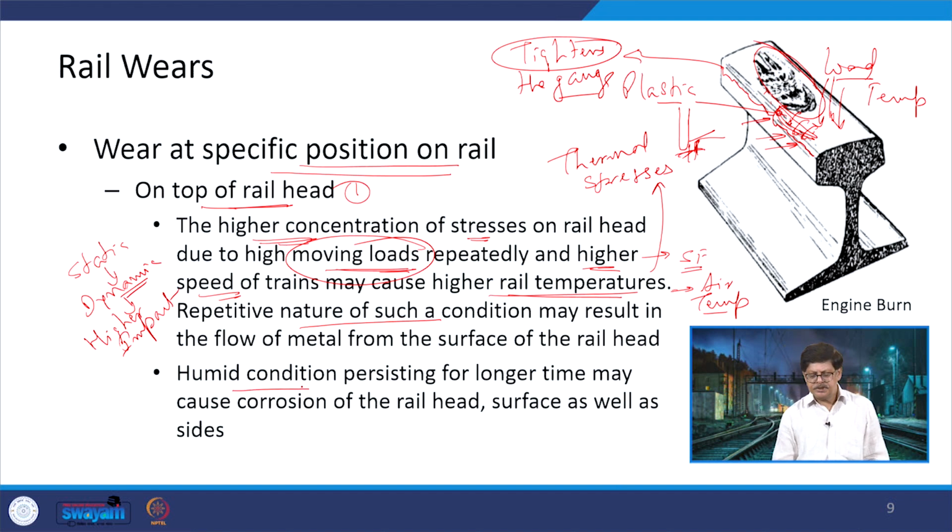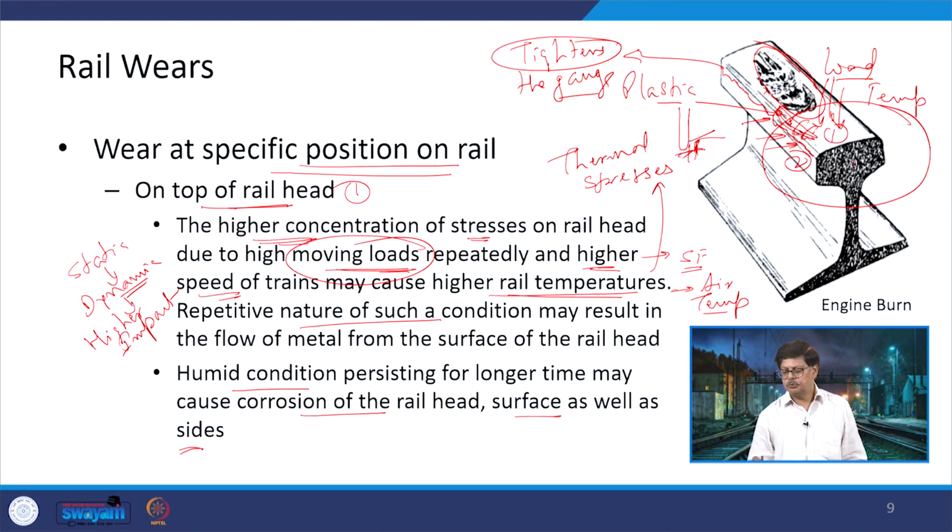Now, humid conditions which persist for a longer time period may cause corrosion of the rail head, the surface as well as the sides. So, any of these areas, that is 1, 2, 3, can get corroded because of those humid conditions, and if the humid conditions are associated with, say, acid fumes, then this is a further deteriorating aspect.